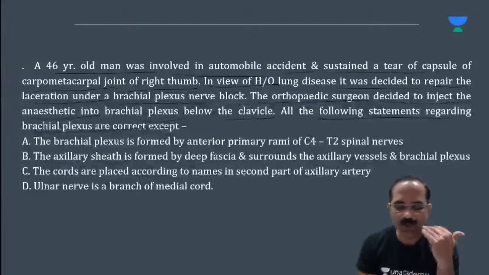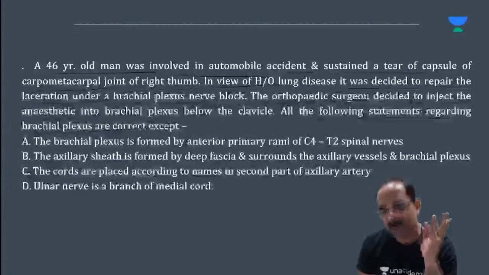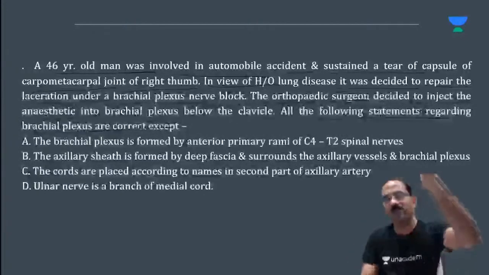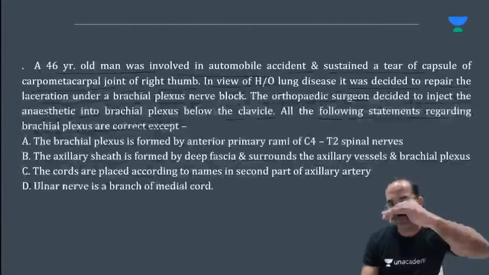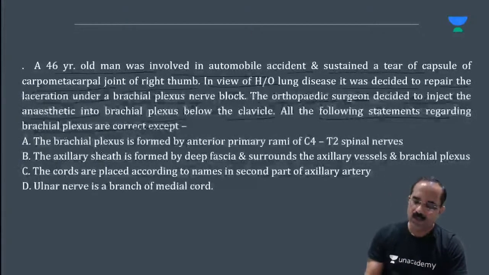Yes. So which part of the brachial plexus is infraclavicular? The cords and nerves are infraclavicular, below the clavicle. Which part of the brachial plexus is supraclavicular? The roots, trunks and divisions. So roots, trunks and divisions lie above the clavicle. They are supraclavicular. So answer this.